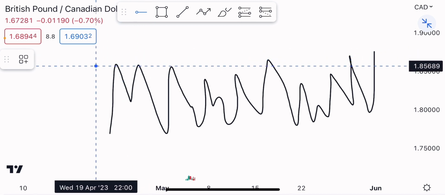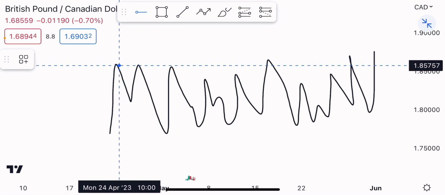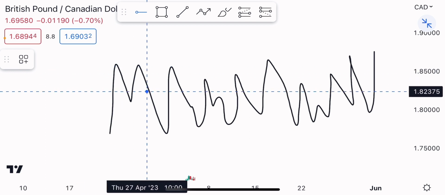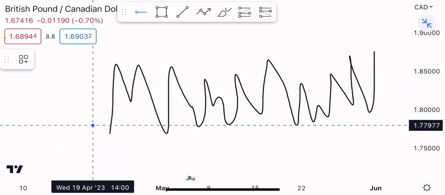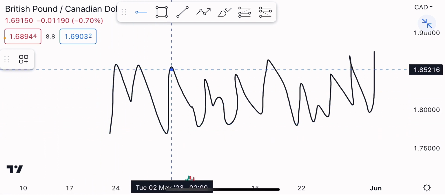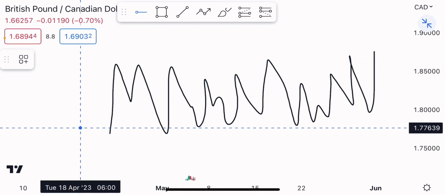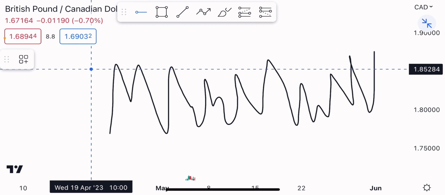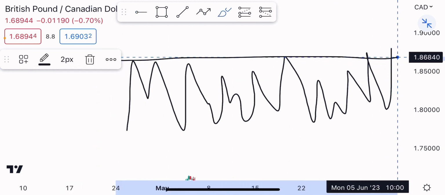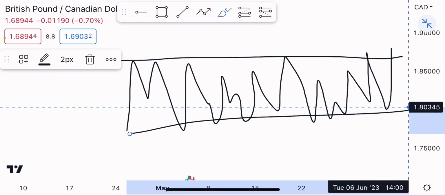We can see there are levels at which the market got to at the upside and reversed back to the downside, and there are levels at which the market got to at the downside and reversed back to the upside. These levels at the upside are called the resistance levels, while these levels are called the support levels. So let's identify these levels. So this is our level of resistance, while this is our level of support.